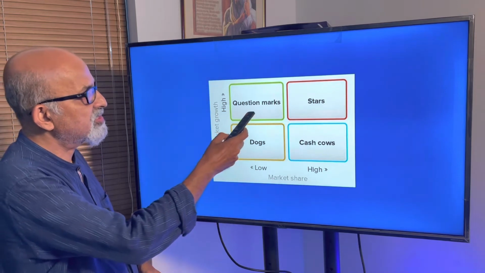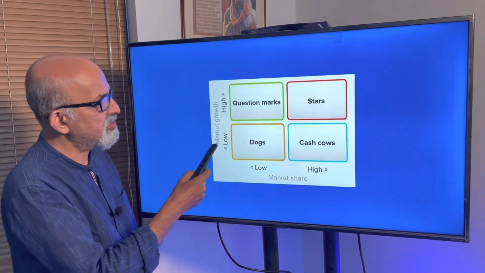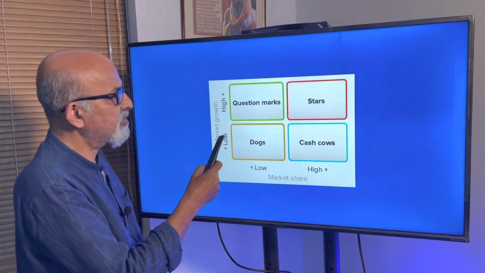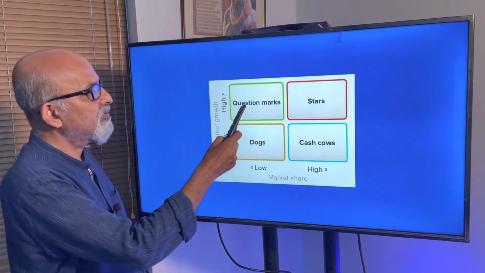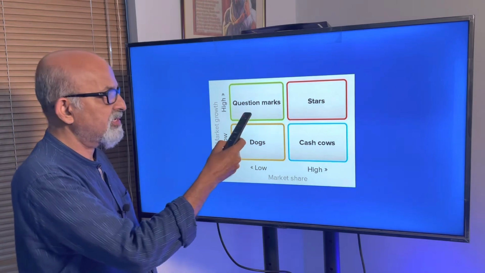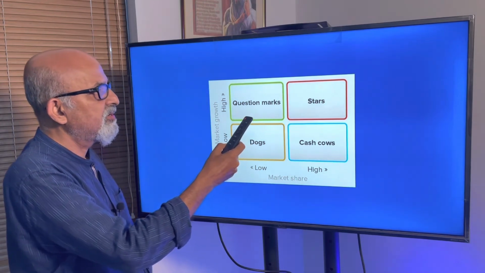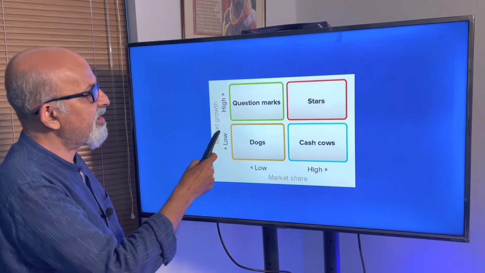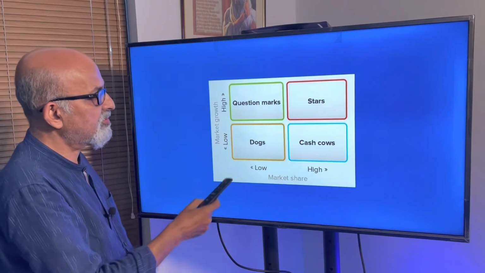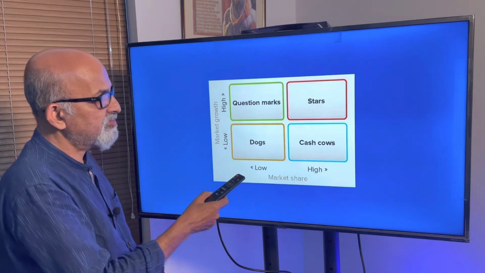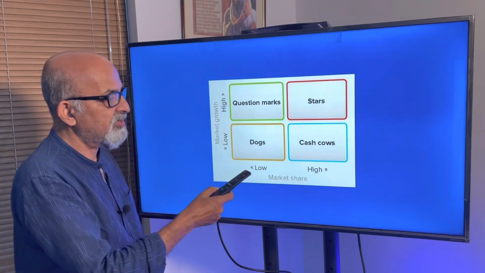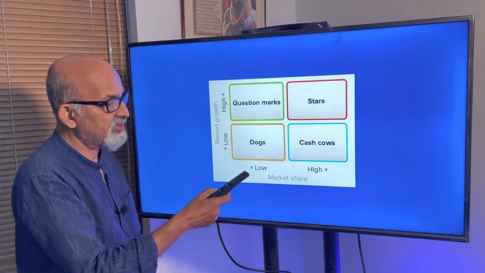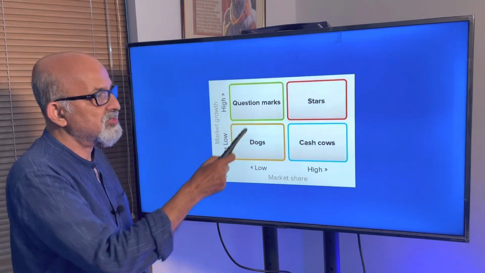So there are two parameters, market growth and market share, low, high here, low, high here. Now all the products which are just at a prototyping stage or proof of concept stage may have very high market growth. At the same time, currently the company has a very low market share. It has great market growth potential, but the market share is very low. So those are the question marks.